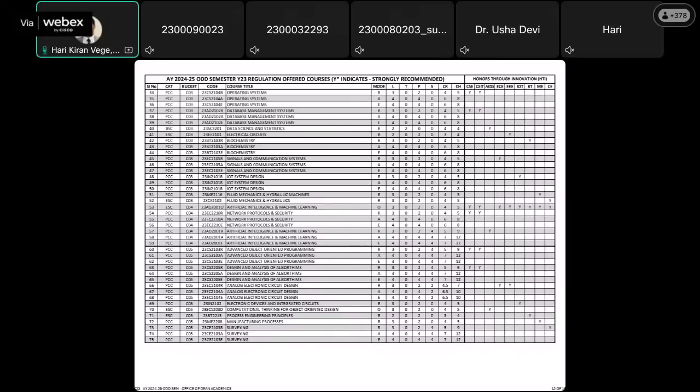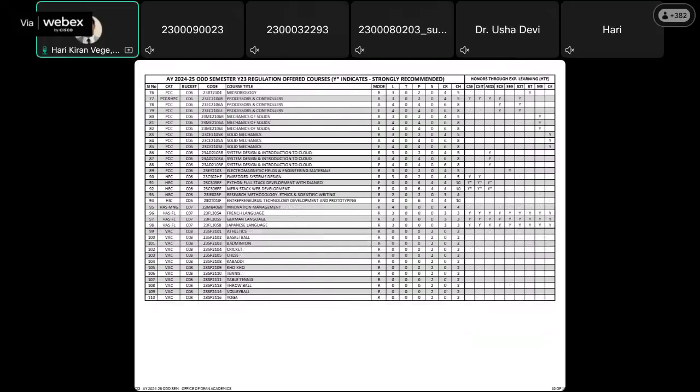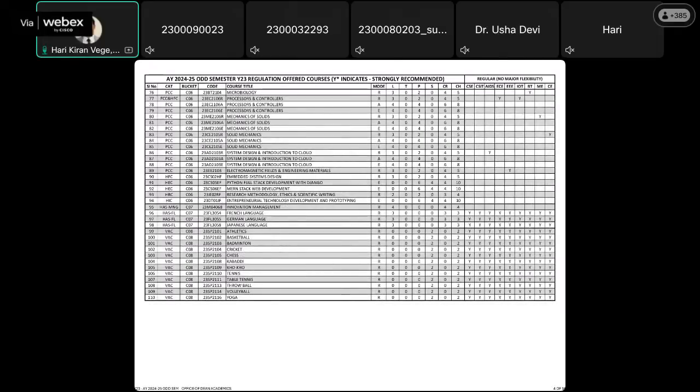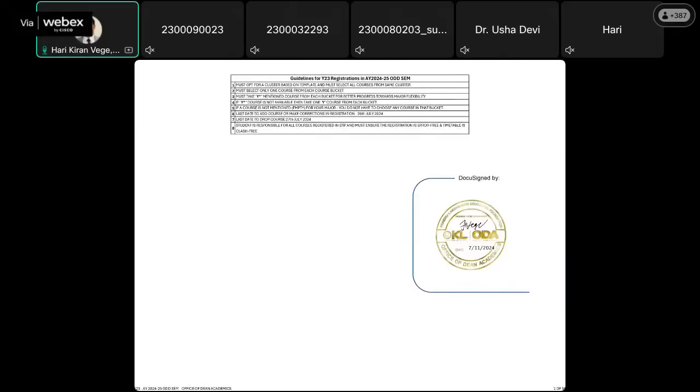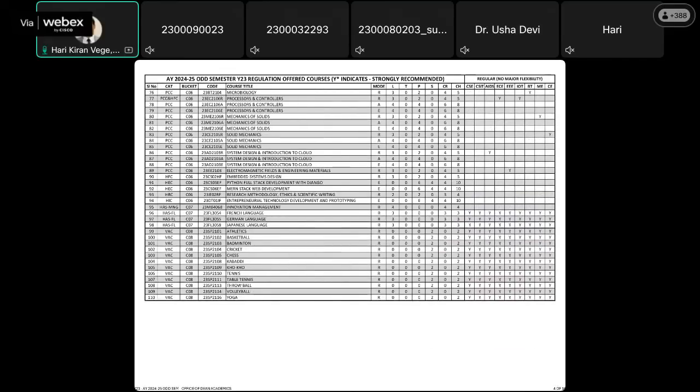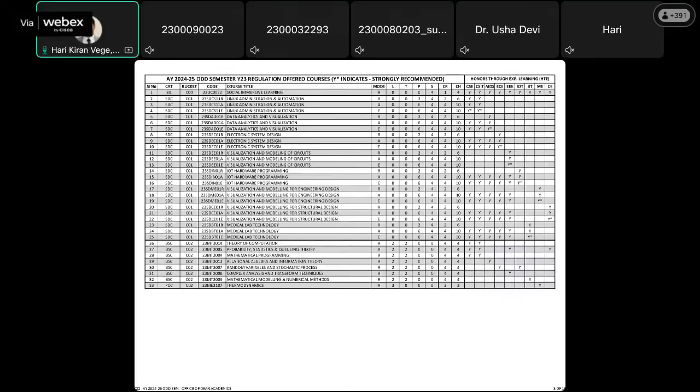Right. For all those who have a little ambiguity, let me tell you again how this file has to be understood. So this is a file for all the major flexibilities, whether you want to be a regular student or you want to be a honors student or a honors through innovation student or experiential learning student or honors through research student, irrespective of the branch, right? So here the branches are also mentioned.